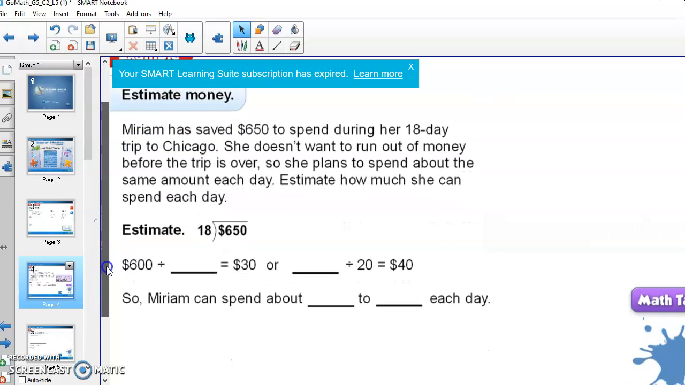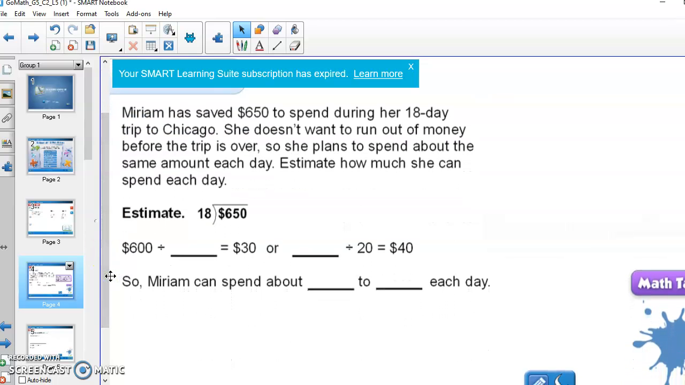Please turn to page 114. And this example says Miriam has saved $650 to spend during her 18-day trip to Chicago. She doesn't want to run out of money before the trip is over, so she plans to spend about the same amount each day. Estimate how much she can spend each day. So since she has $650 that she wants to separate evenly over her 18-day vacation, we know that we need to divide, since we're separating this amount into equal piles of 18.